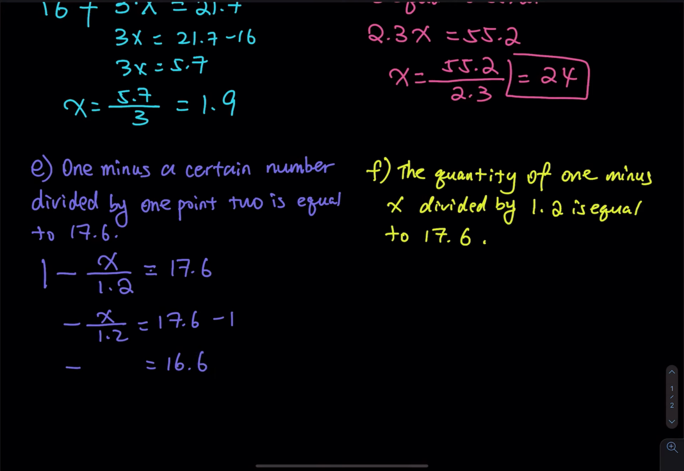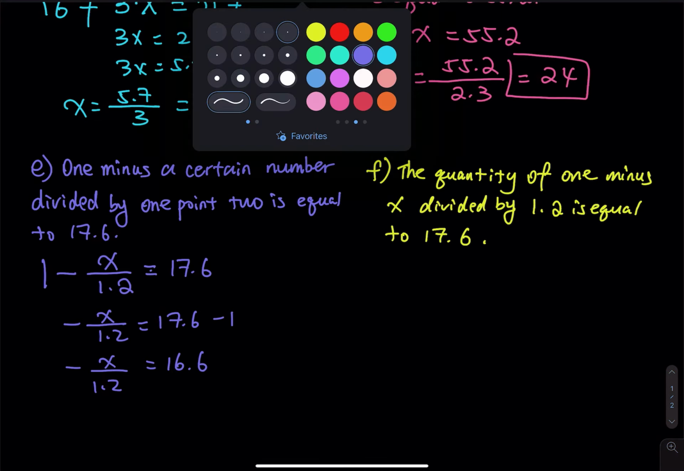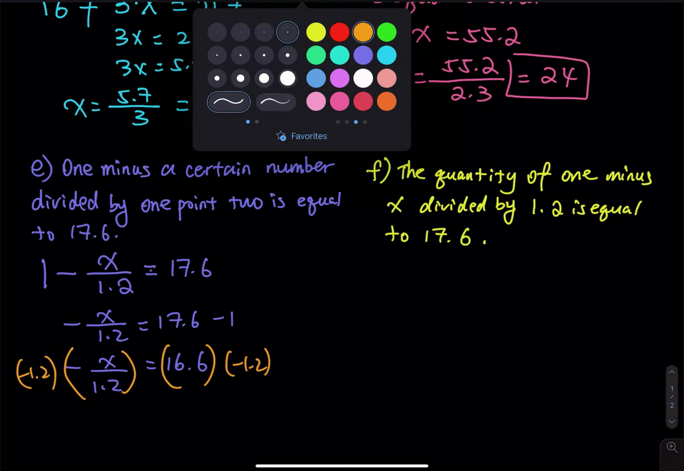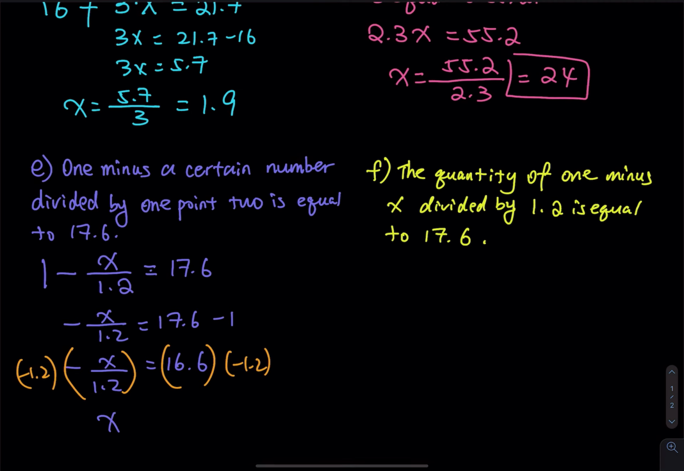This is negative x divided by 1.2. To get rid of the minus, one of the ways to do this is you multiply both sides by negative 1.2. Because this negative cancels with that negative, and the 1.2 gets cancelled as well. So you have x equals negative 16.6 times 1.2. That is negative 19.92.